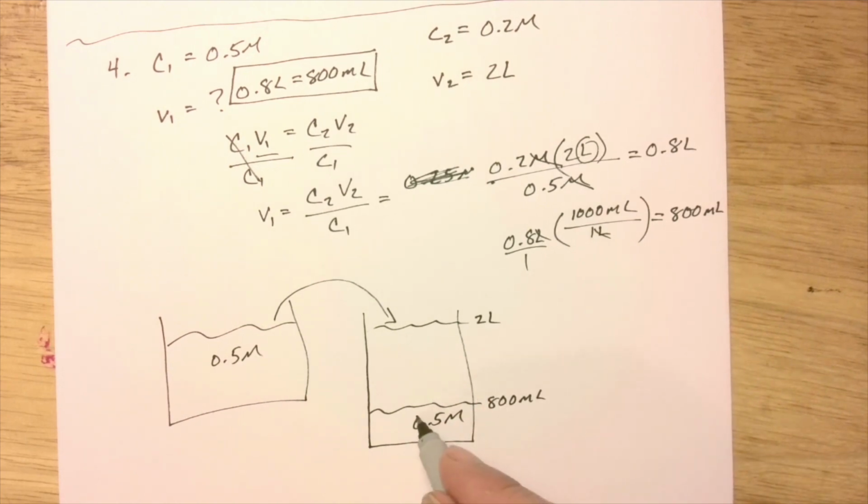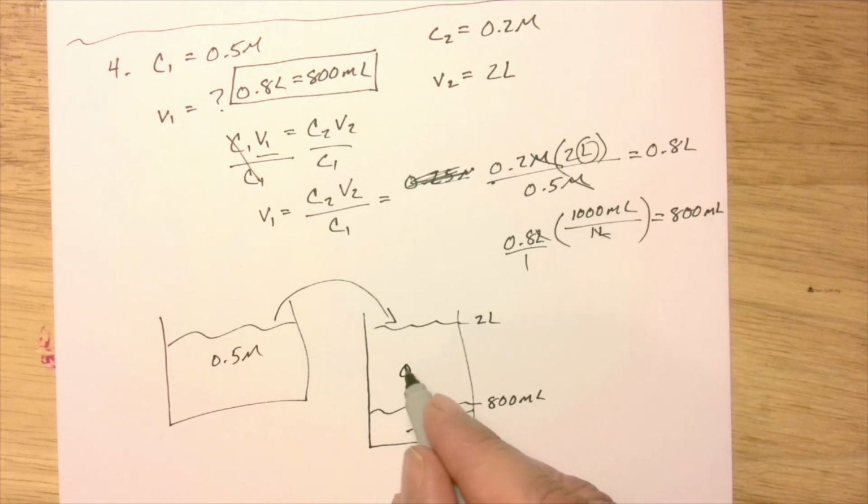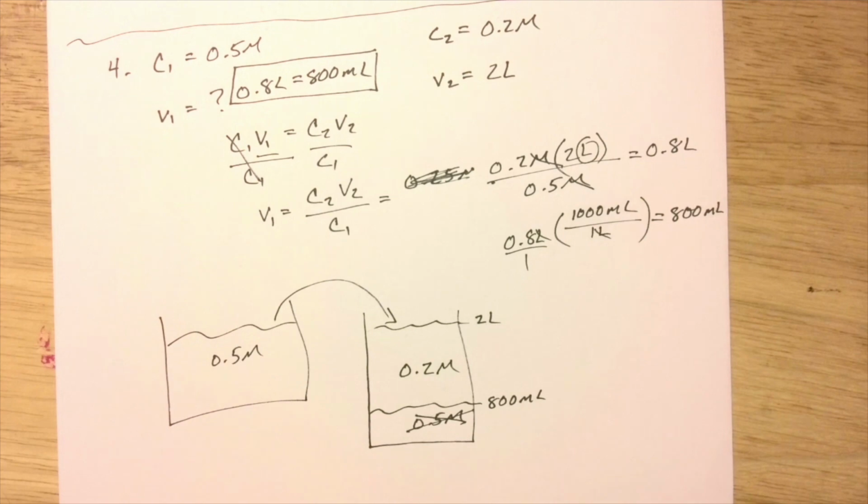When you do that, this will no longer be 0.5, this will now be a 0.2 molar concentration. All right, let's move on to the next one.